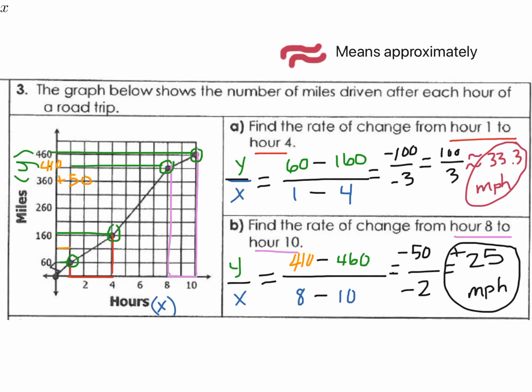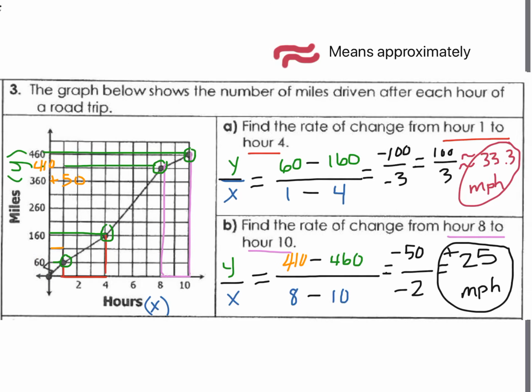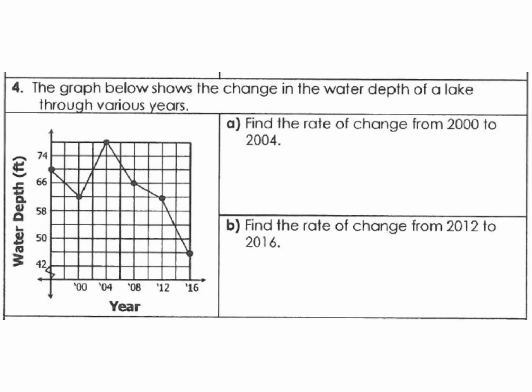All right, let's try our second example using a graph. It's going to be the exact same process. I'm going to do from 2000 to 2004. From 2000 to 2004, right here, I'm going to go up and find where those points are. Write that down right here.